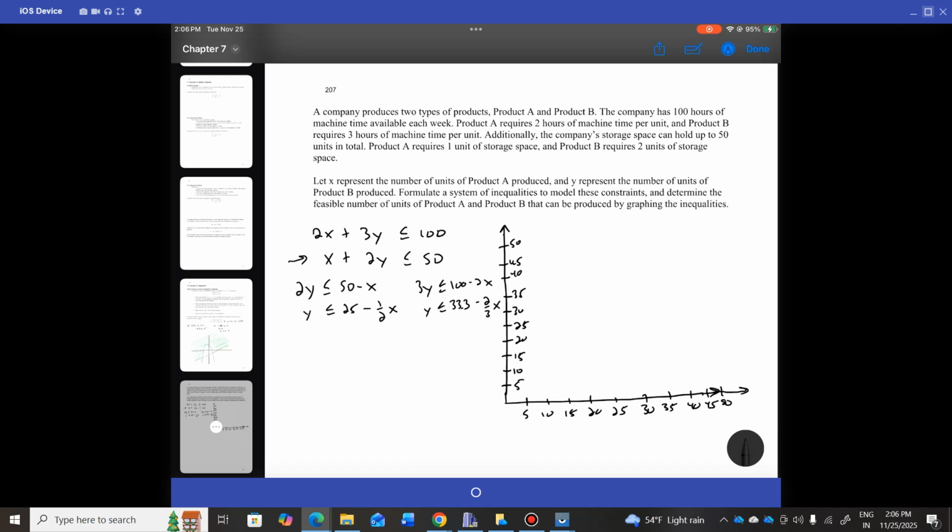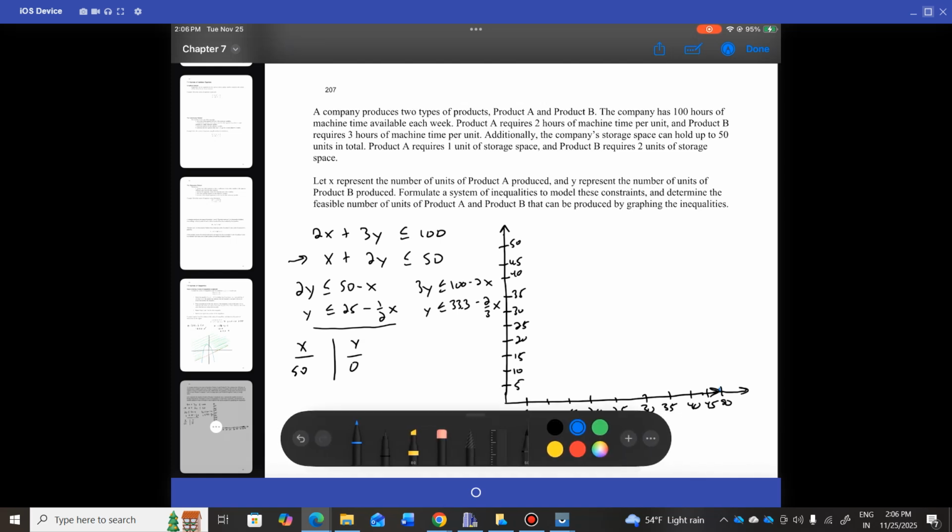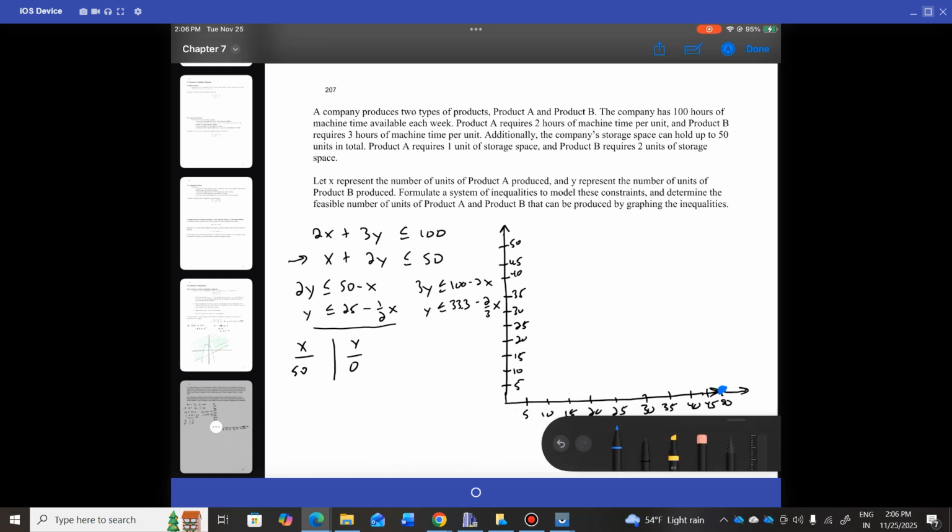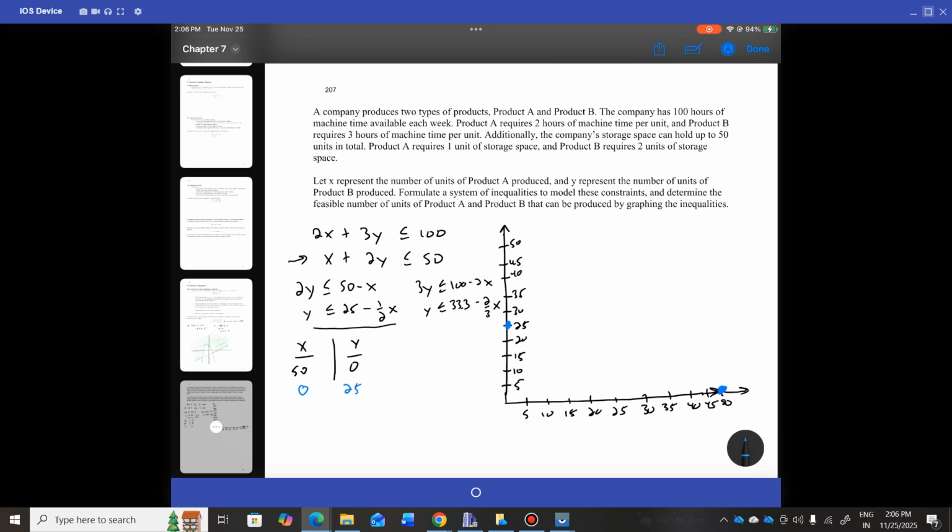Alright, so if, for instance, x is 50 in this first equation, y is going to be 0. I'll do this in blue. And then if x is 0, y is going to be 25. So that's the first one. Anything less than that is everything in this region.